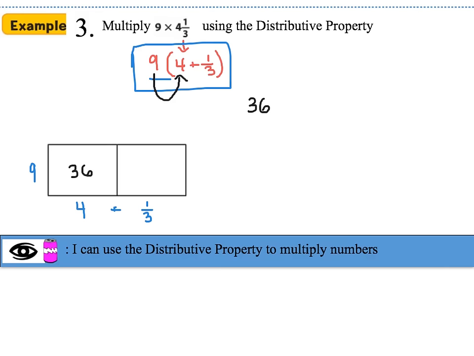Then I would take 9 times 1/3. So you can do 9 times 1/3 like this. Cross cancel, 3. My answer would be 3/1. So this is worth 3. I can do the same thing and say 9 times 1/3 is still equal to 3. So the total area of both rectangles would be equal to 39.